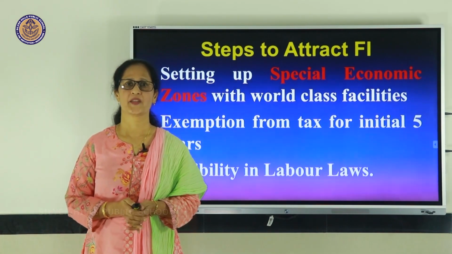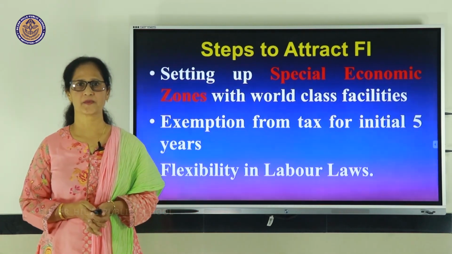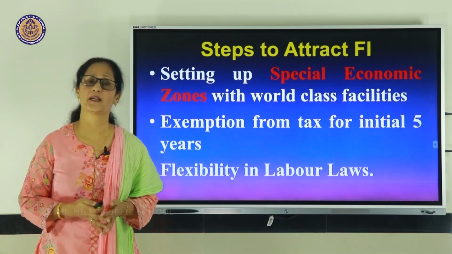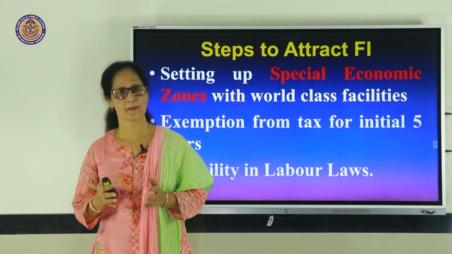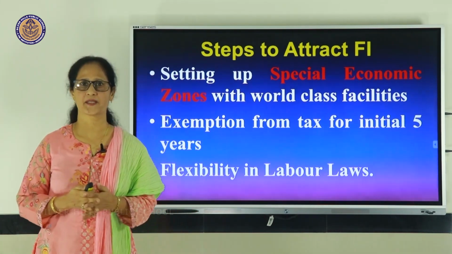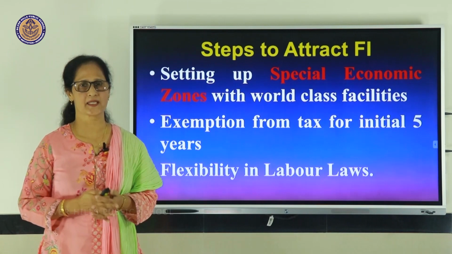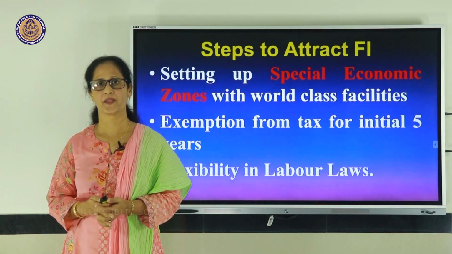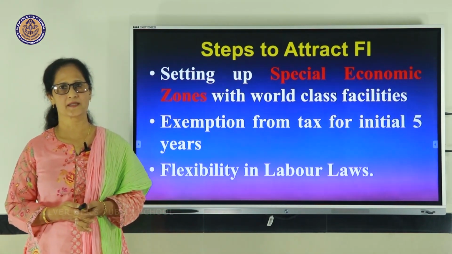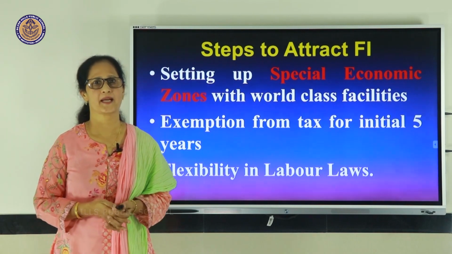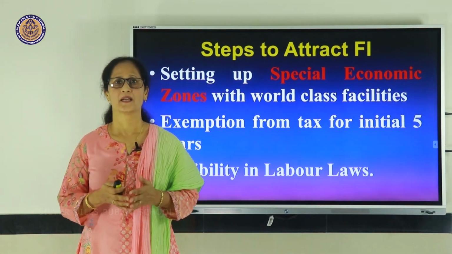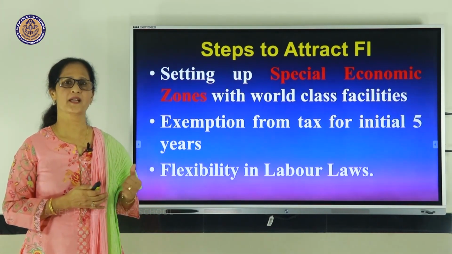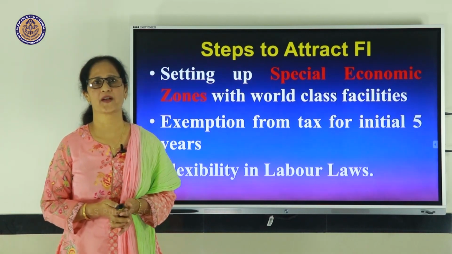The first one is setting up of industrial zones called special economic zones with world-class facilities. The government acquires land and develops this land with the best facilities available like transportation and communication facilities, education and recreation facilities, electricity and water supply, etc. And all the MNCs which invest in such zones are also given tax exemption for the initial 5 years.